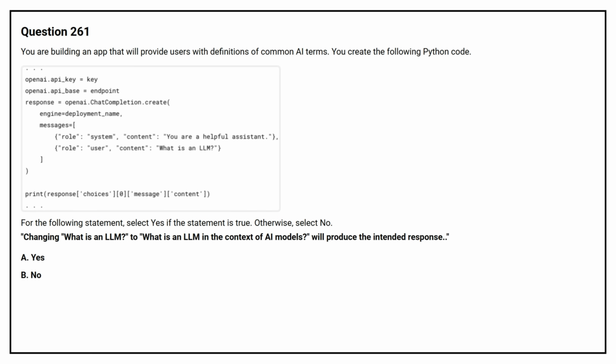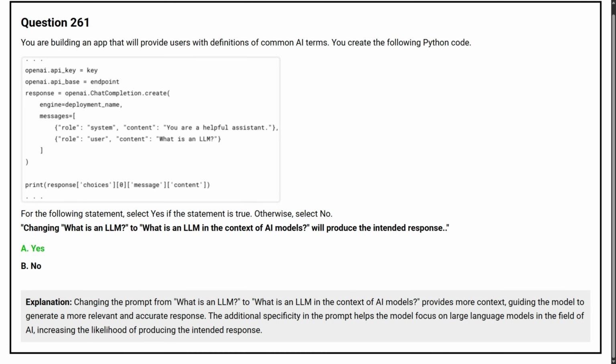Option A, yes. Option B, no. The correct answer is option A, yes. Changing the prompt from "what is an LLM" to "what is an LLM in the context of AI models" provides more context, guiding the model to generate a more relevant and accurate response. The additional specificity in the prompt helps the model focus on large language models in the field of AI, increasing the likelihood of producing the intended response.